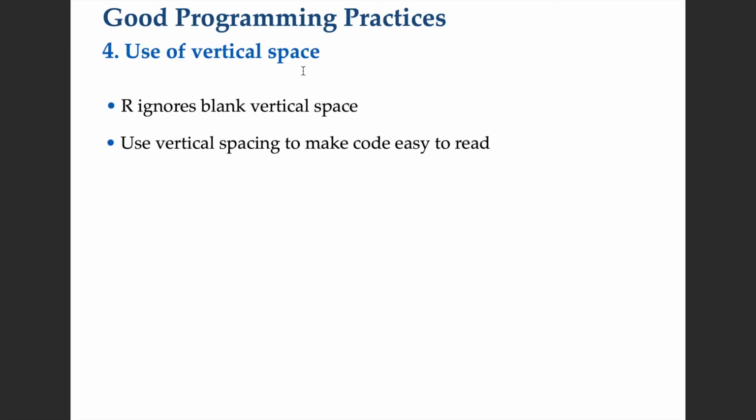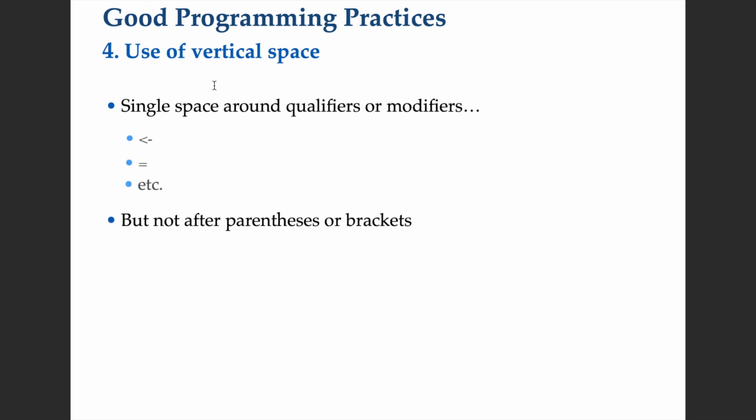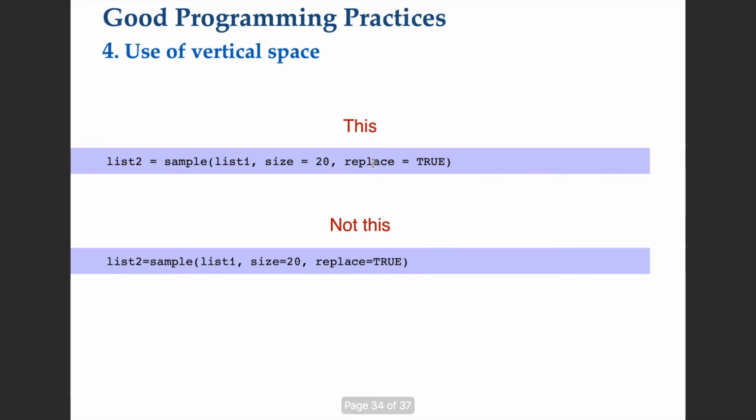You should also use vertical space consciously. R also ignores blank vertical space, but you should use this to make your code easy to read. For example, you should use single spaces around qualifiers or modifiers, so around your assignments and other things, but not after parentheses or brackets. Your code should look like this. Here I have a space around the assignment character, I have a space after a comma, I have spaces around this, and so on. So it should look like this, not this.